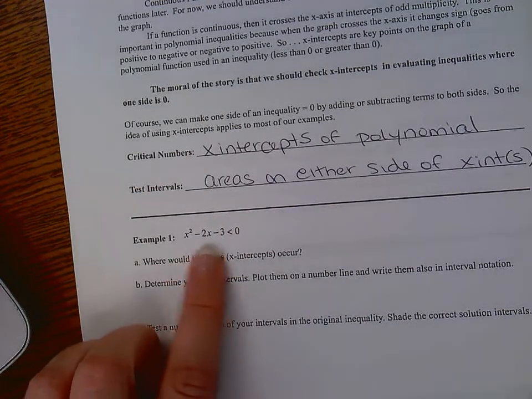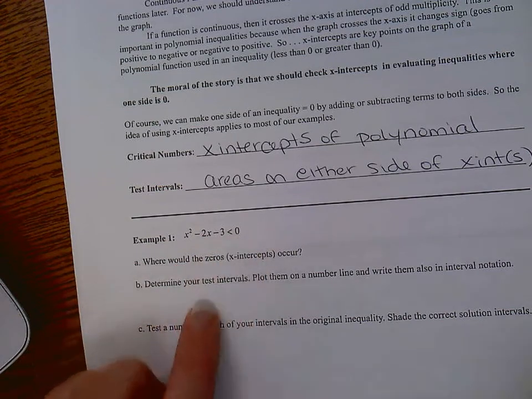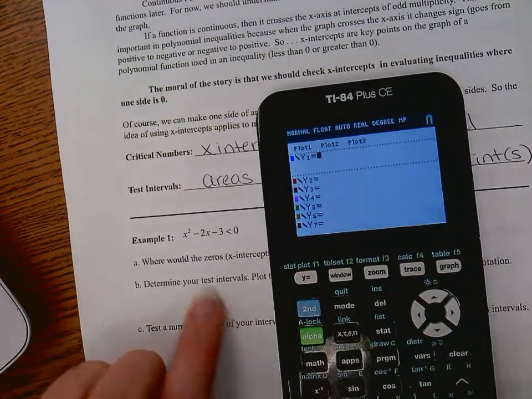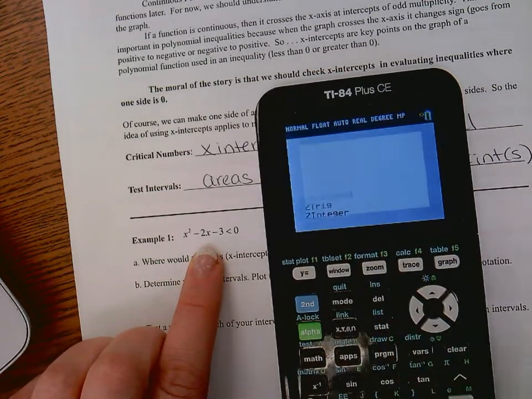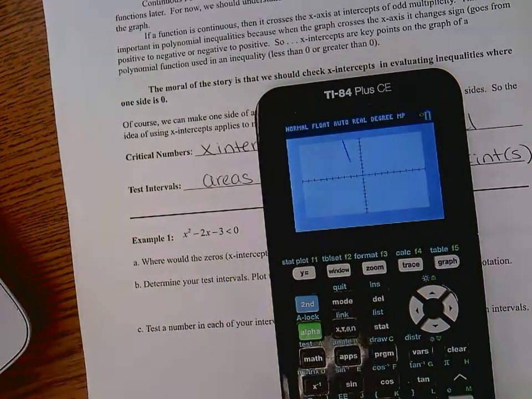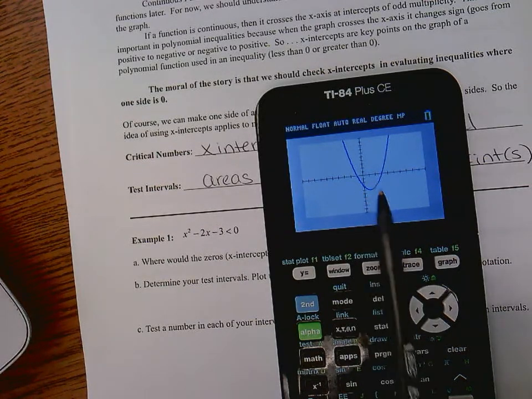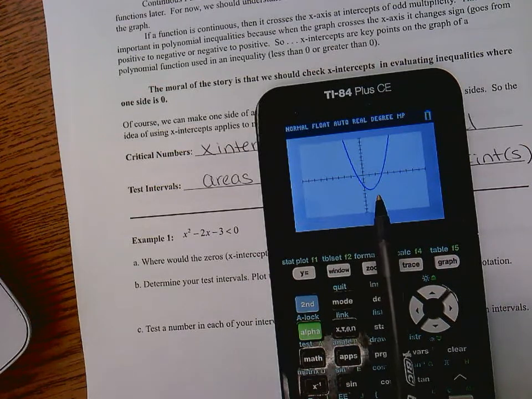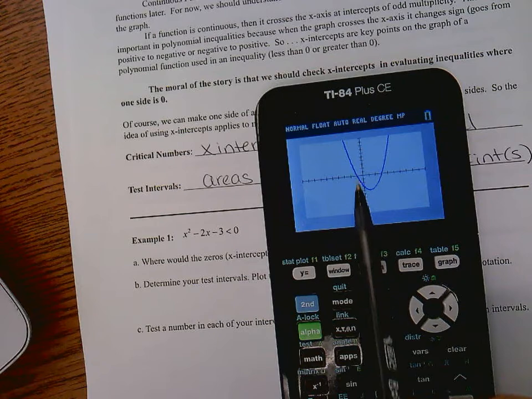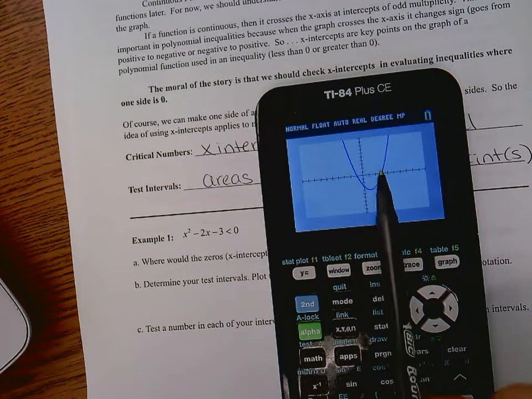Where is this polynomial less than 0? If I plug it in, x squared minus 2x minus 3, and I look at a graph of this function, where is that function less than 0? Wouldn't you say it's down here? So how do I explain to someone where this function is less than 0? I'm going to say that it's less than 0 between this x-intercept and this x-intercept.